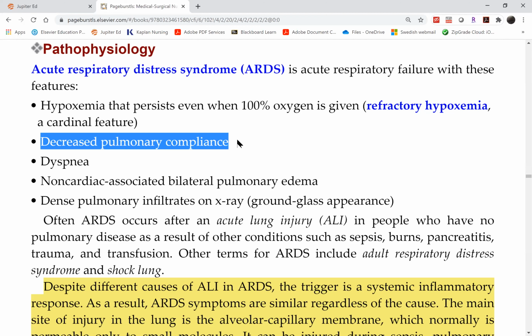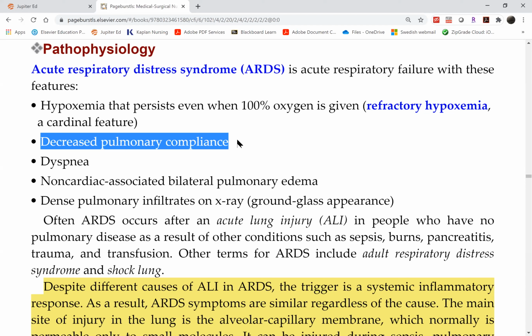It's no longer compliant. Compliance is the flexibility. Imagine a dry rag, a wash rag. If it's dry versus wet, which one is more pliable? The dry one, right? So the lungs are now filled with water. They are now less compliant. It's heavy. It's very hard to perfuse.